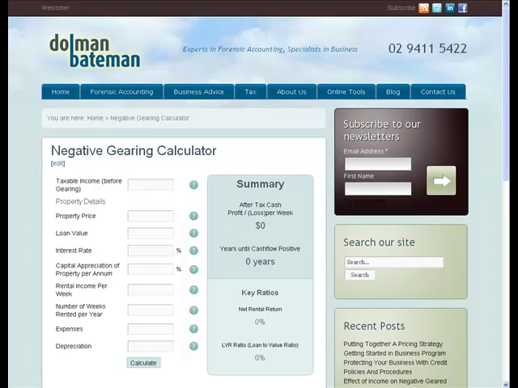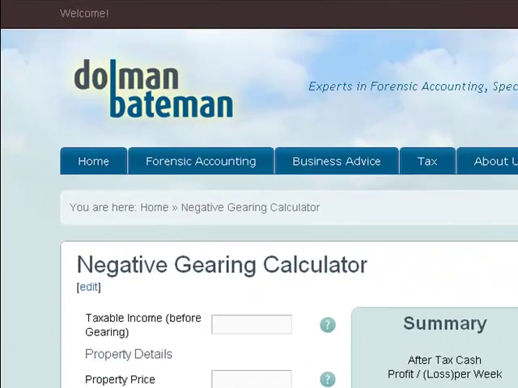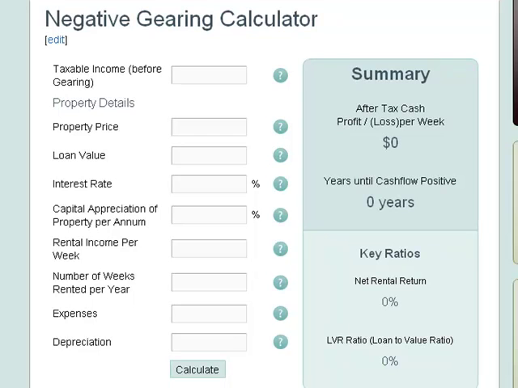We've kept the information required to a minimum because we want to make it easy to use. And one of the really powerful features of our calculator is the ability to change the major variables like income level and interest rates to see the actual cost to you of changing those variables without drowning you in a sea of numbers. So let's get started.